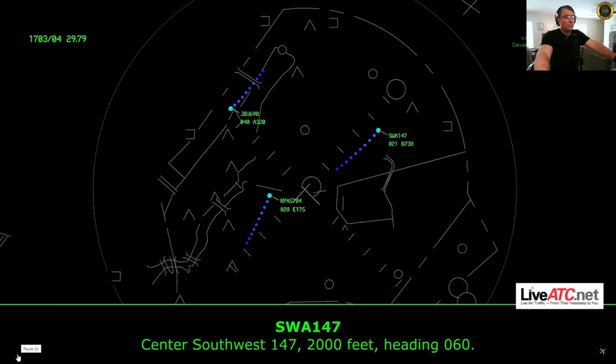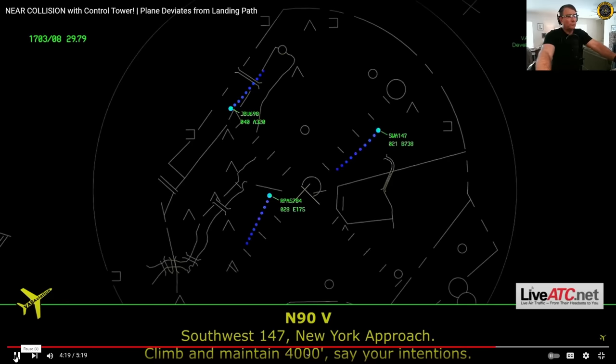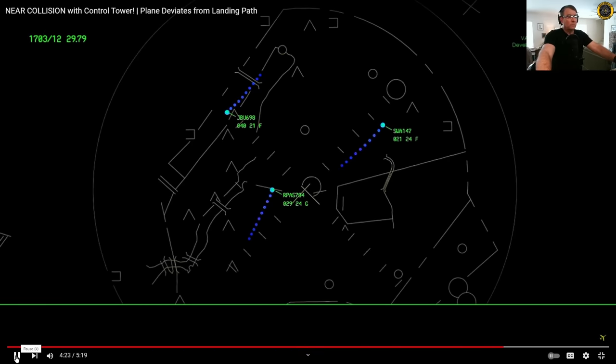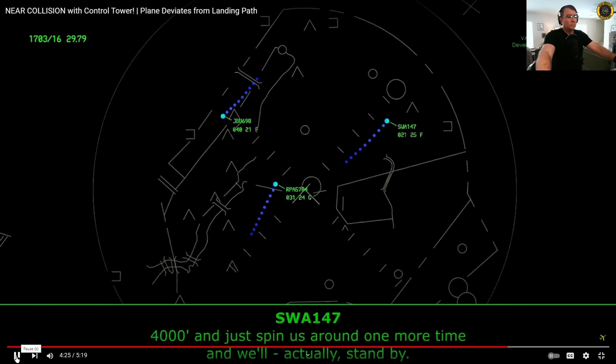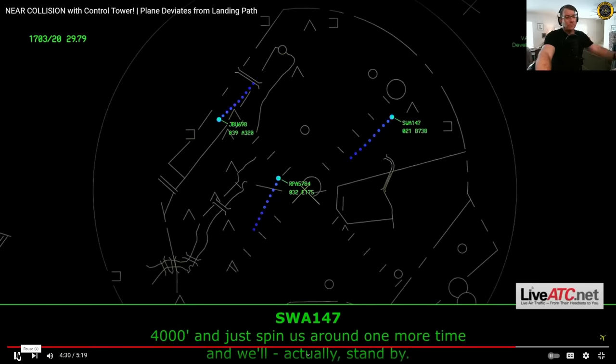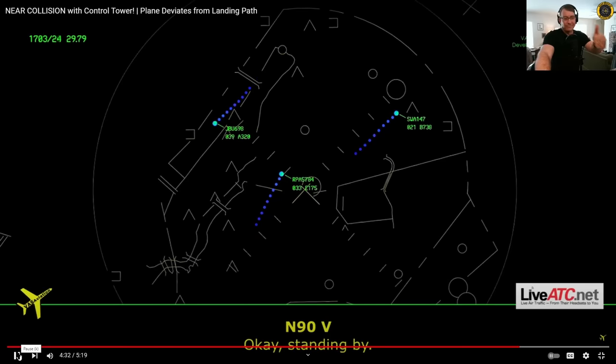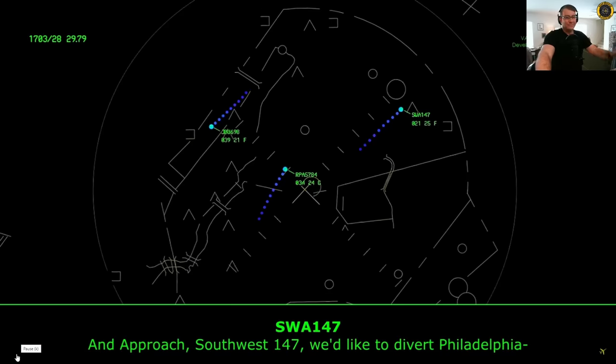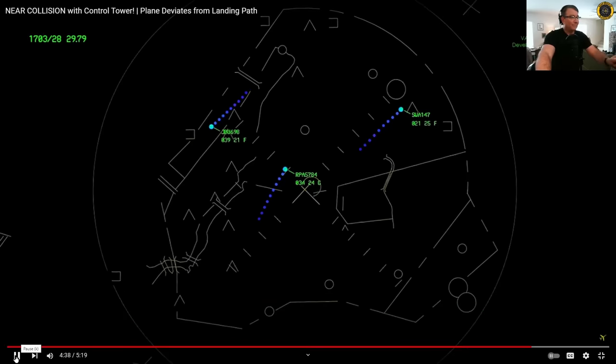Center, Southwest 147, 2,000 feet, heading 060. Southwest 147, you have approach. Climb and maintain 4,000. Say your intention. 4,000, and I guess bring us around one more time, and we'll actually stand by. Okay, standing by. And approach, Southwest 147, we'd like to go ahead and divert to Philadelphia.